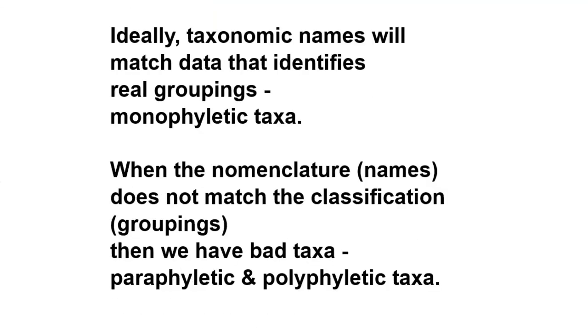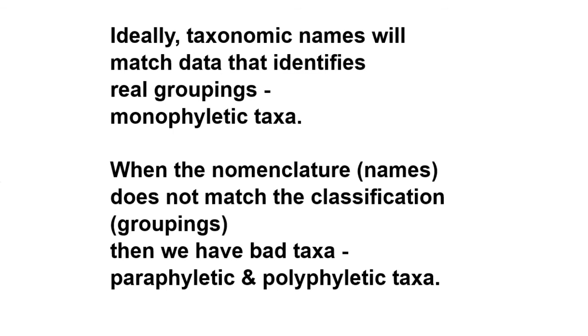So, a couple of concluding remarks. Ideally, we want taxonomic names to match data that identifies real groupings. When we name something, we want that something to be a monophyletic taxon. When the nomenclature, the names, don't match the classification, that is the groupings, then we wind up having bad taxa, like some of what I've shown you: wasps, marine mammals, and so on. So those we can identify the specific mistakes. Are they paraphyletic? Are they polyphyletic?